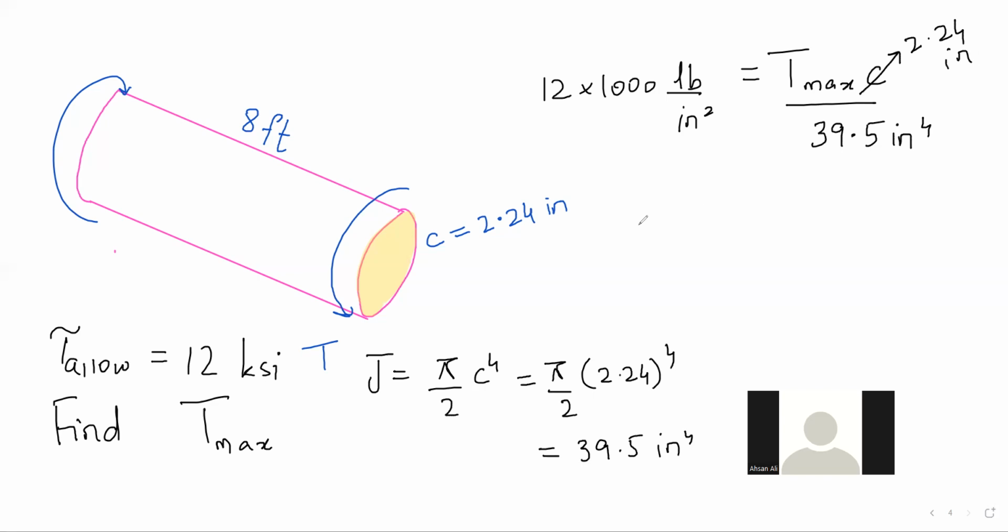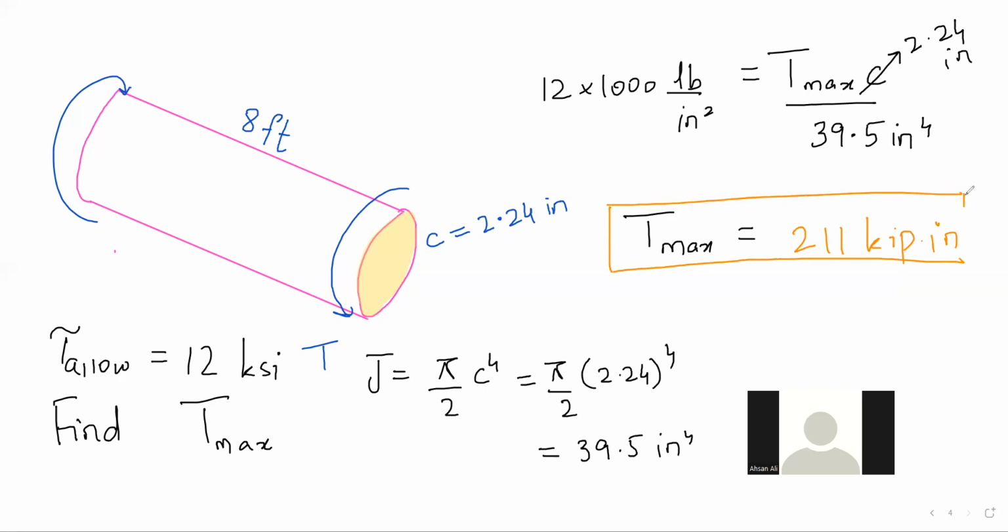And I get a beautiful value of tau max. Inch cancels, 4 becomes 3, and you finally get something in pound inches. Give me the answer. 211.88 times 10 to the 3. Good, 211 kilo pound inches. Keep it in kilo pound inches. These are very funny units, by the way. Anyways, it could be 212, quite possible because of some error. I don't know. My note says 211.